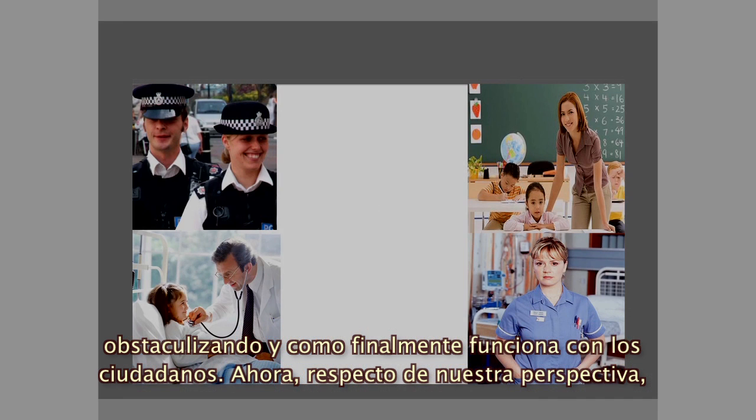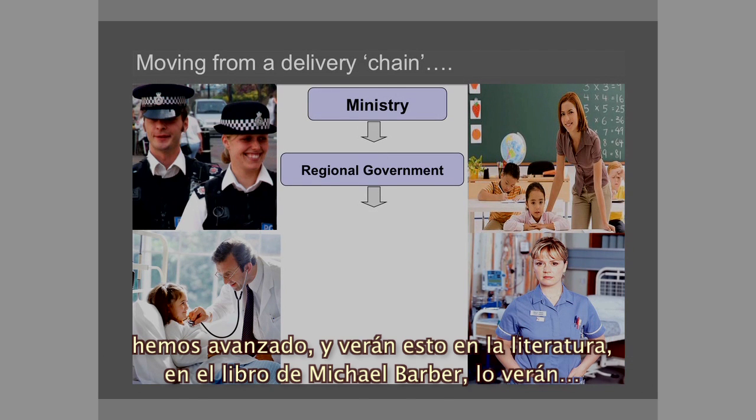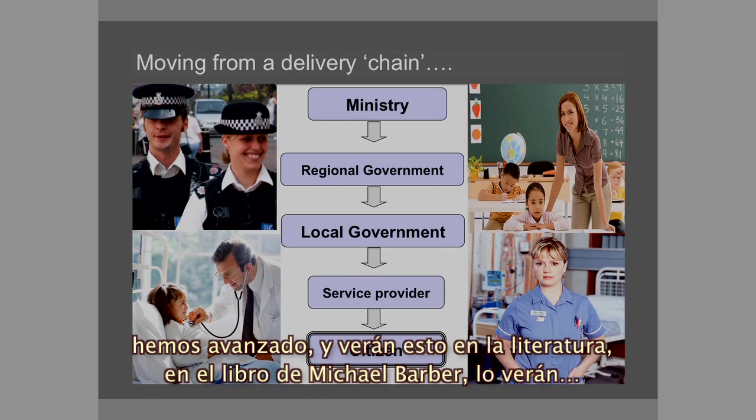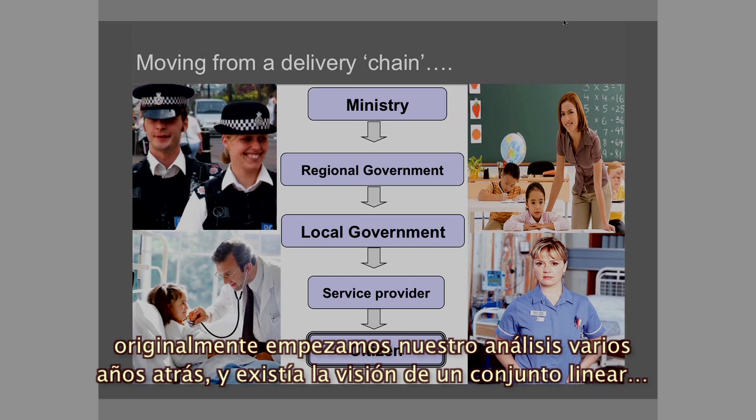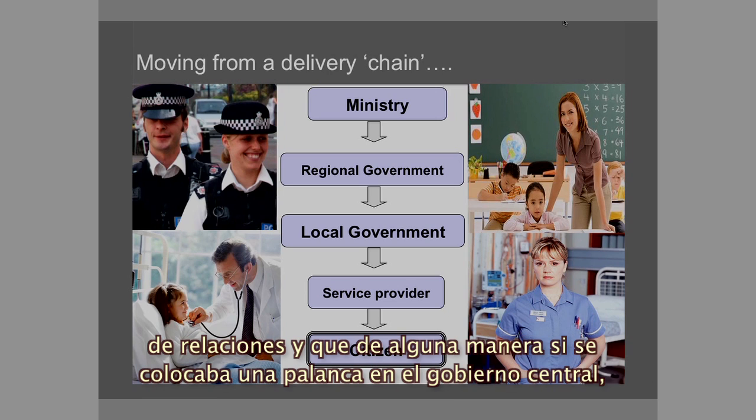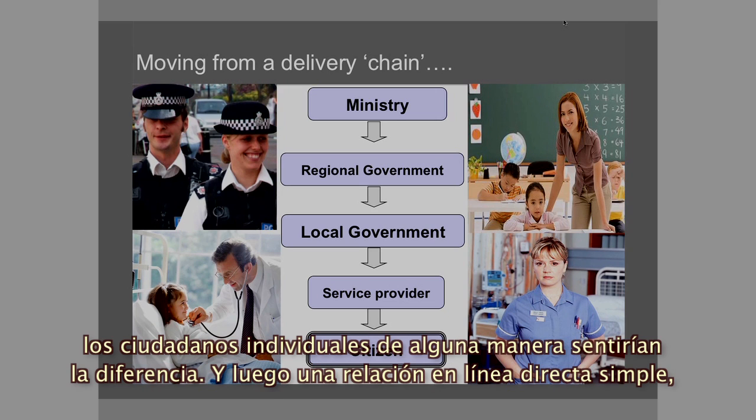Now, in terms of our thinking, you'll see in a lot of the literature, in Michael Barber's book and a range of other documentation, reference to delivery chains. And that was where we originally started in our thinking some years ago. It was a view that it was a straight, linear set of relationships, and that if somehow you pulled a lever in central government, the individual citizen somehow would feel the difference. And there was a direct, simple line relationship.